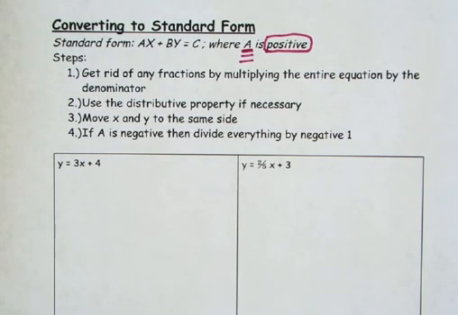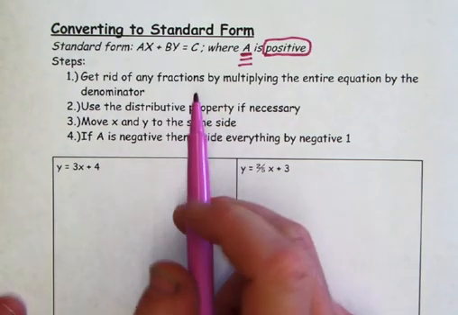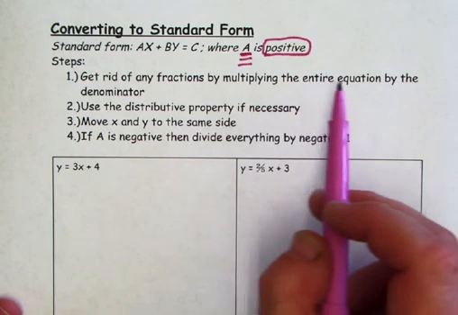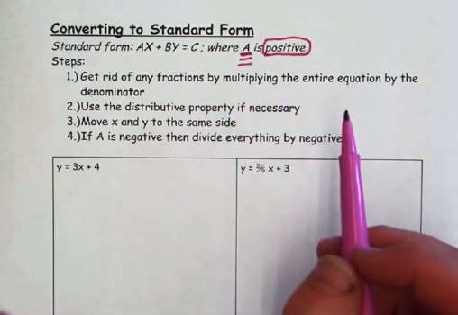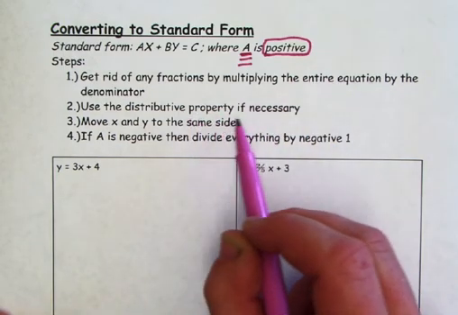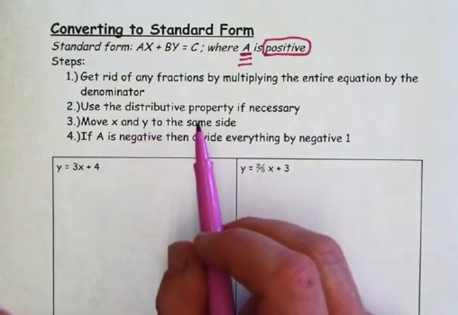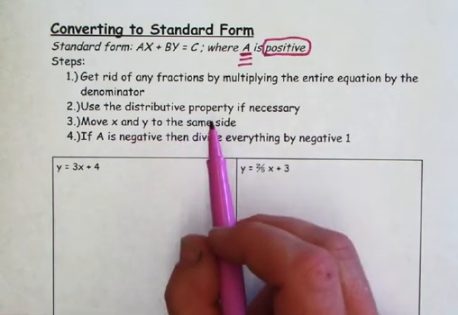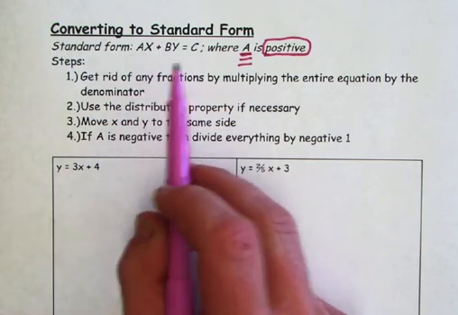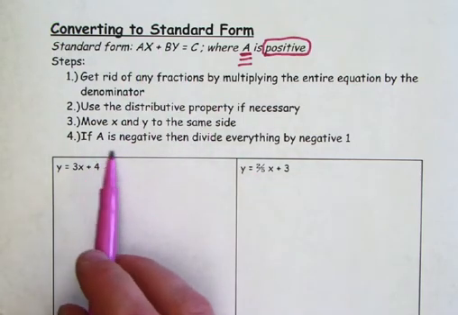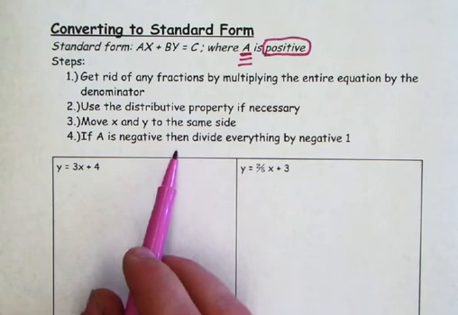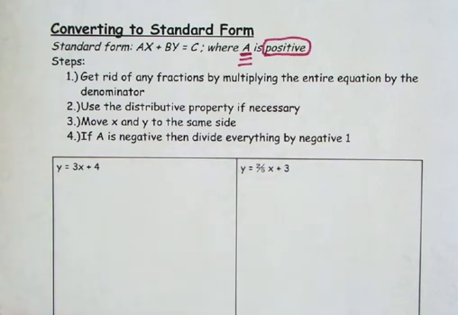So if we want to convert from, say, slope-intercept form to standard form, we've got to follow the following steps. First, get rid of any fractions by multiplying the entire equation by the denominator. Second, use the distributive property if necessary. Third, move x and y to the same side. Remember, it's ax plus by all on one side equals a constant. Then, if a is negative, divide everything by negative 1 to get a positive.